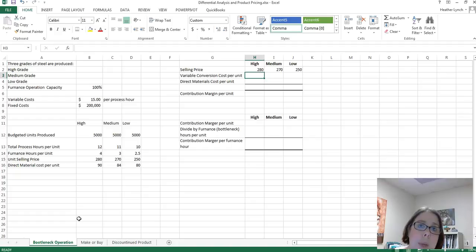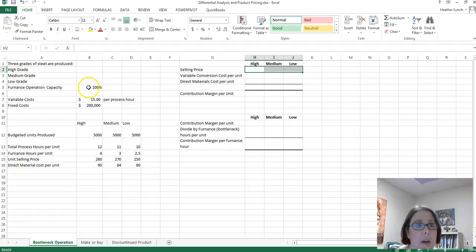Bottleneck operations means that we are at capacity and we're having to figure out where we need to market our products. How do we need to get to that? So what I have here is a high, medium, and low grade of steel that we produce. The furnace operations are at 100% capacity. They can't get any more production in there.